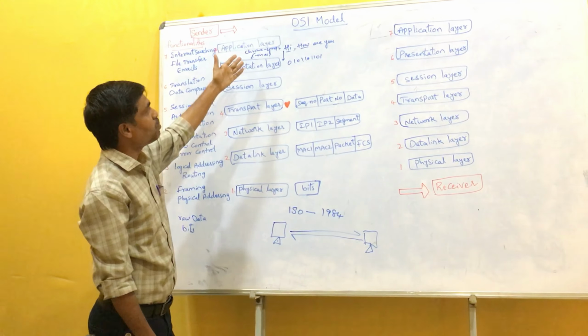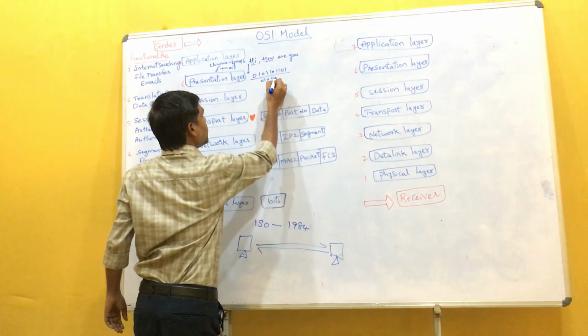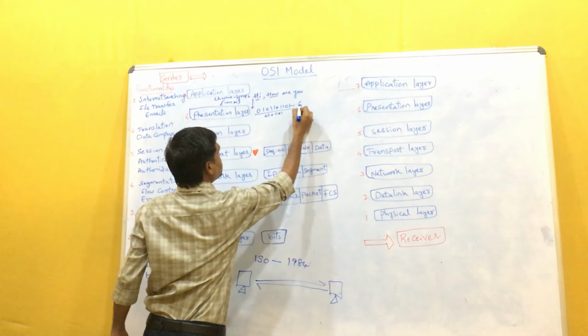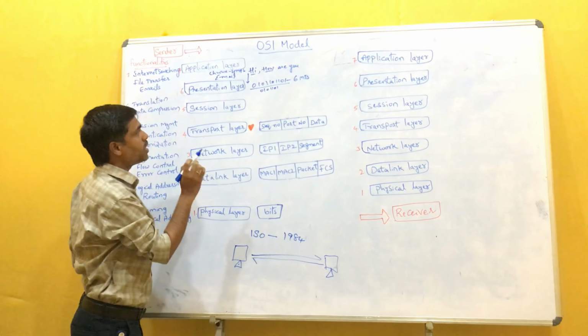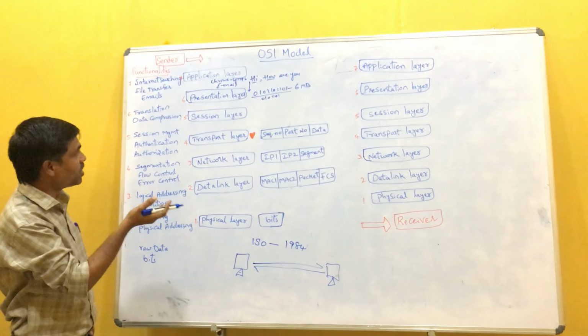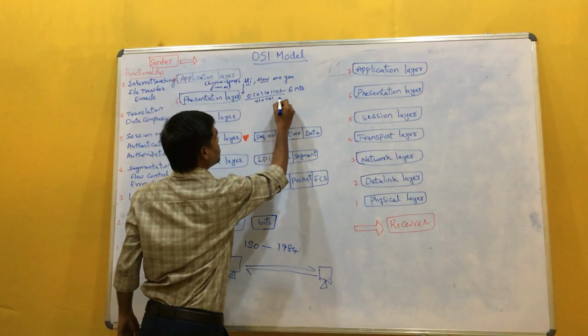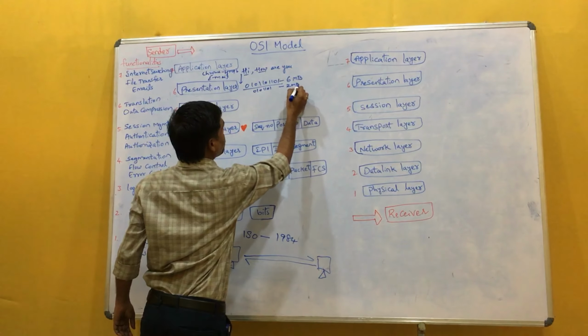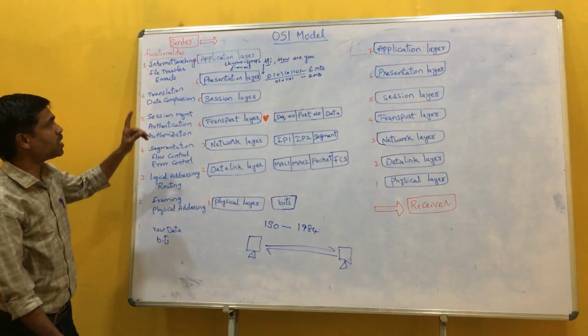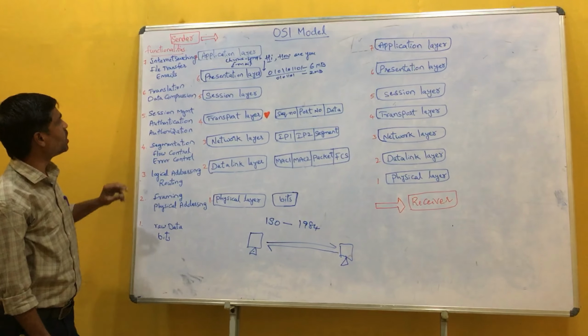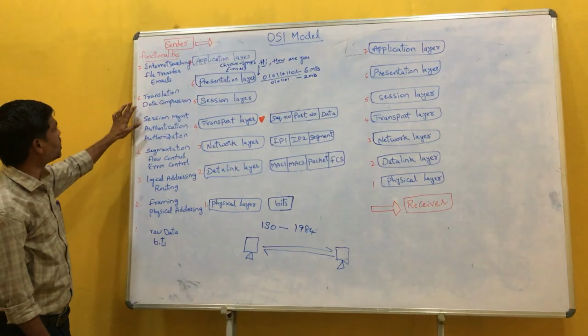Once the translation is completed, next is data compression. What is the functionality of data compression in the presentation layer? This encrypted message, I want to compress the data. Can I compress this data? Yes, I can. For example, assume this is 6 MB of data I want to send from sender to receiver. Once it is compressed, the 6 MB of data will be compressed to 2 MB. This can be done in the presentation layer. This is one more important functionality of the presentation layer. So these are the functionalities of the presentation layer.